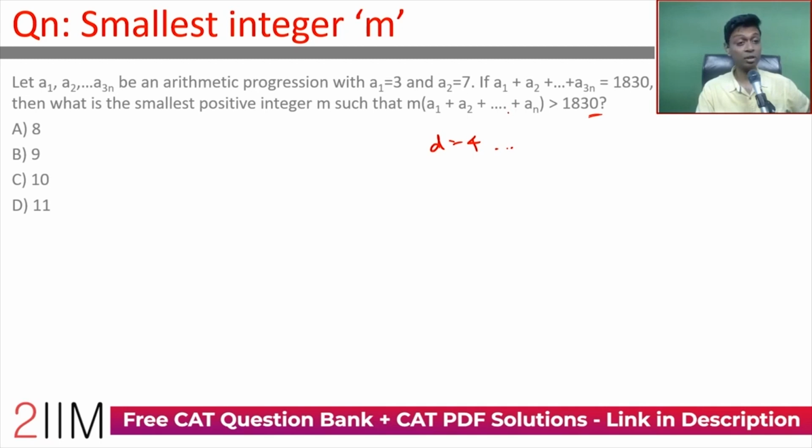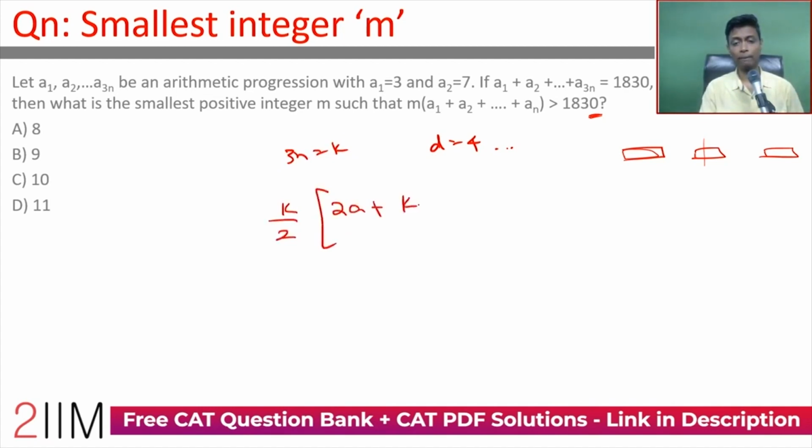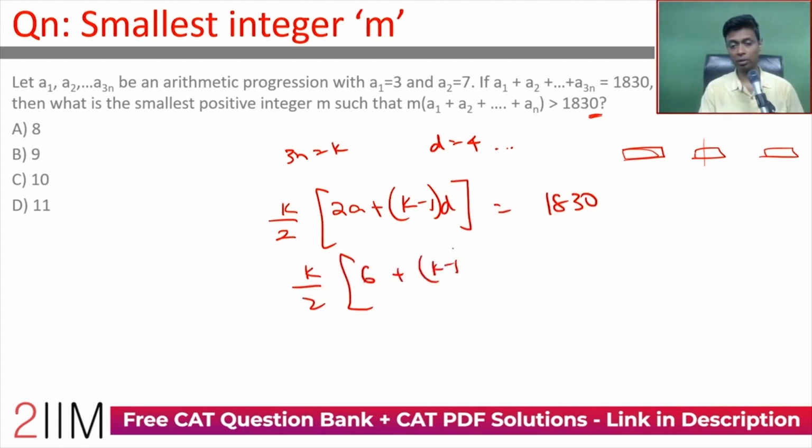It's probably going to be the simplest method, but I think the first 1/3, second 1/3, third 1/3. And so you can reimagine it slightly differently. We might be able to solve this quickly. I think the answer would be 9 or 10, but I'm going to do this step by step. So sum of n terms of this AP, common difference, I'm going to forget n, put 3n equal to k. And sum of k terms of the AP, k by 2, 2a plus k minus 1 into d is 1830. k by 2 into 2 into 3 is 6 plus k minus 1 into 4 is 1830.